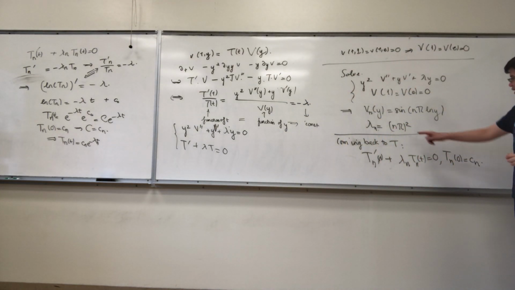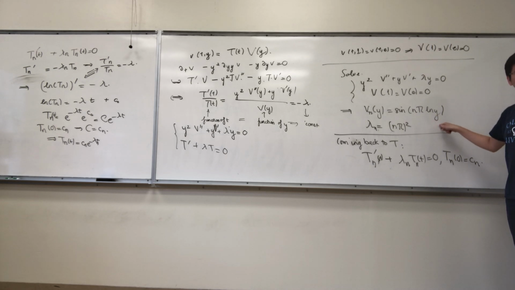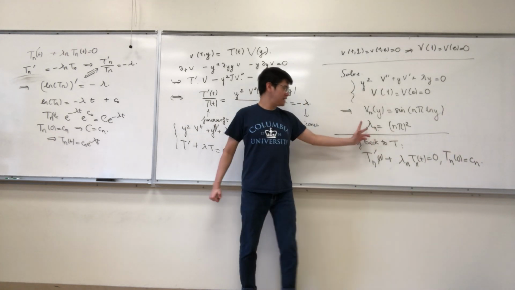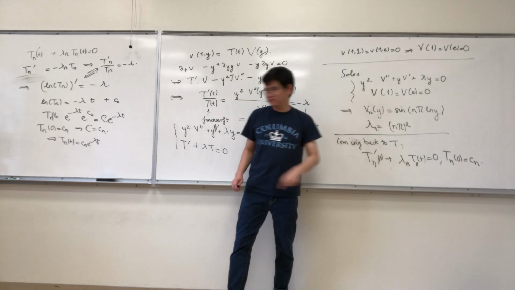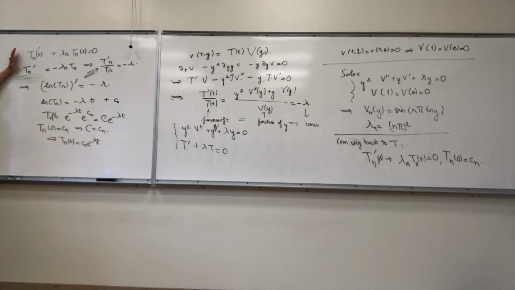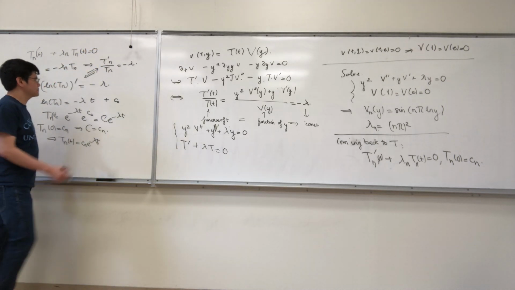And lambda n is (n pi) squared, and Vn will be sine of n pi y. Right. Now you have this lambda n, (n pi) squared. You plug it into the equation for T and solve it. So this is a first order differential equation. You can solve it easily, right? So you have Tn prime plus lambda n Tn is 0, which implies that Tn prime is minus lambda n Tn. And this means that Tn prime over Tn is minus lambda n.